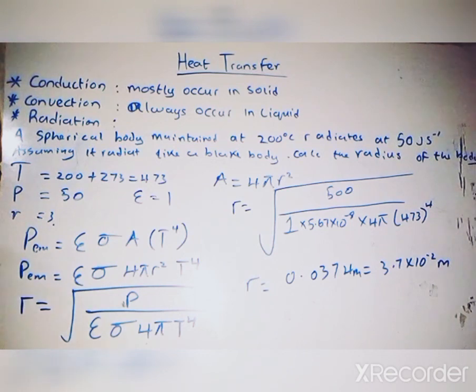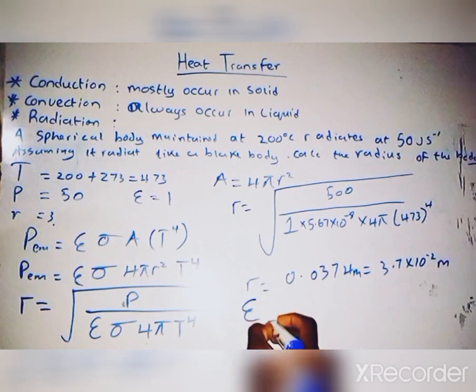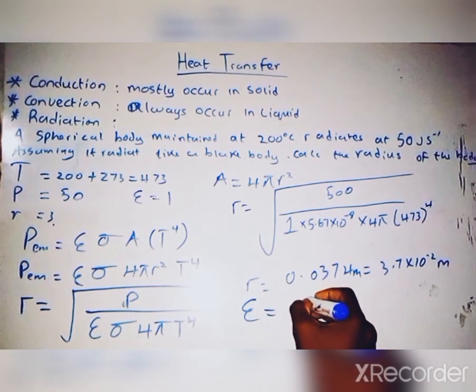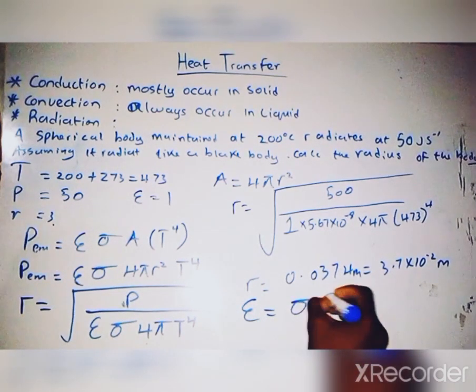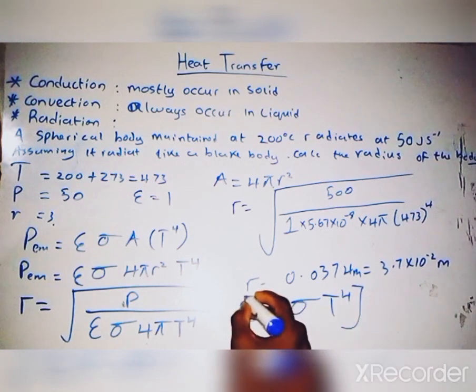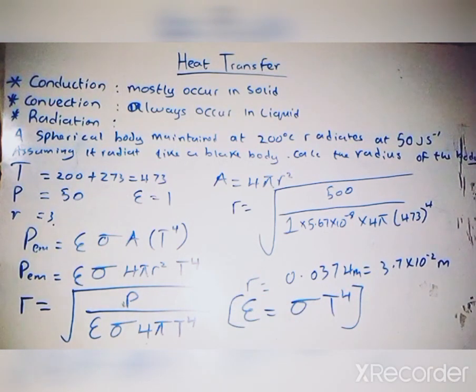Now we have radiant emittance. The formula is just the Stefan-Boltzmann constant times T raised to power 4. They can give you temperatures in degrees Celsius and ask you to find the radiant emittance of a black body at this temperature and that temperature. This is the formula they use.